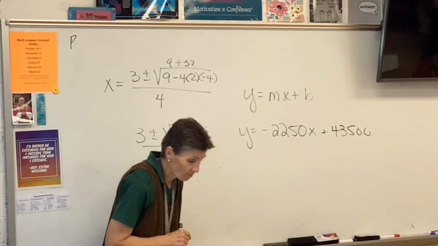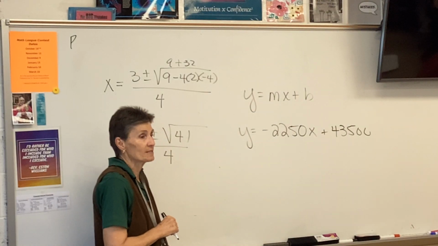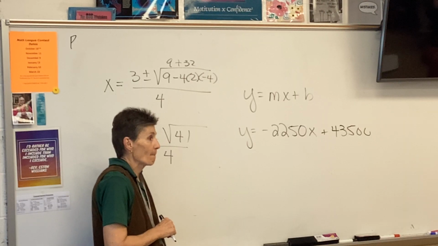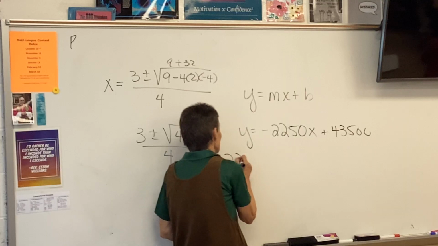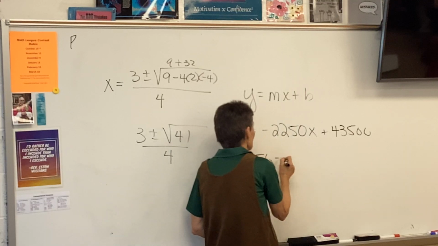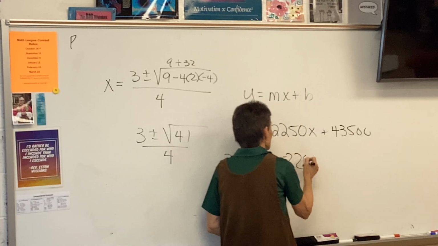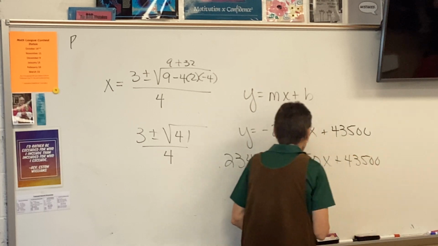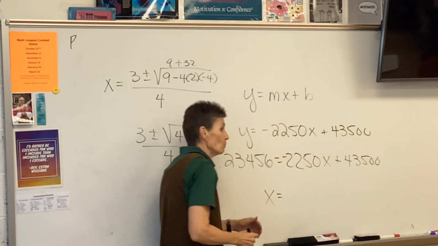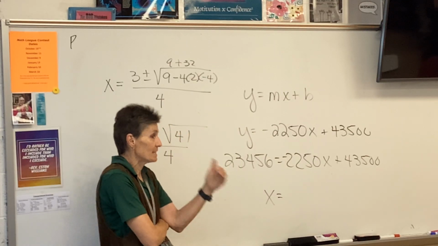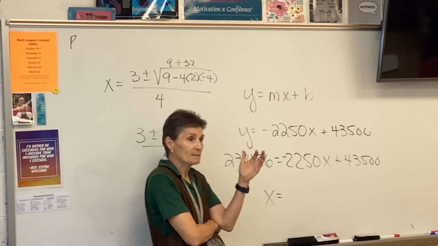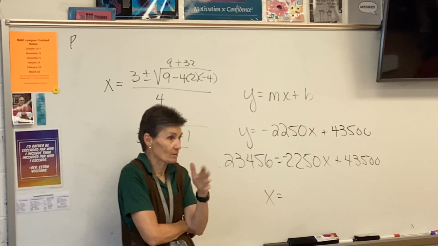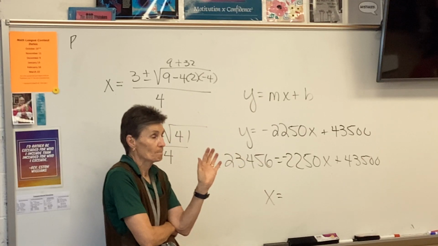When will the car be worth 2, 3, 4, 5, 6? How will I figure that out? Plug it in right here, so 2, 3, 4, 5, 6. And I'm gonna solve that. And whatever x is, it will be that many years. So if it comes out to be 5.3, it's after 5.3 years. I have no idea what the answer is.